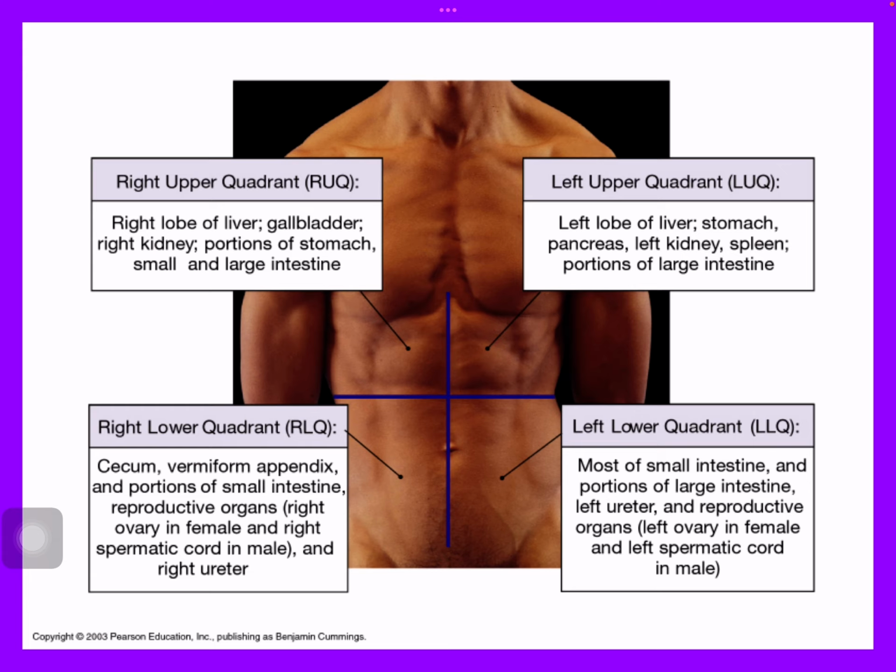reproductive organs, the right ovary in the female and right spermatic cord in the male, and the right ureter. Whereas in the left lower quadrant, there is most of the small intestine and a portion of the large intestine, the left ureter and reproductive organs, the left ovary in the female and left spermatic cord in the male. And in the left upper quadrant, you can see the left lobe of liver, and also the stomach, pancreas, left kidney, spleen, and portions of large intestine.